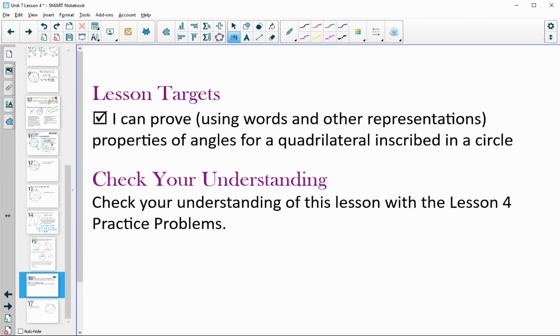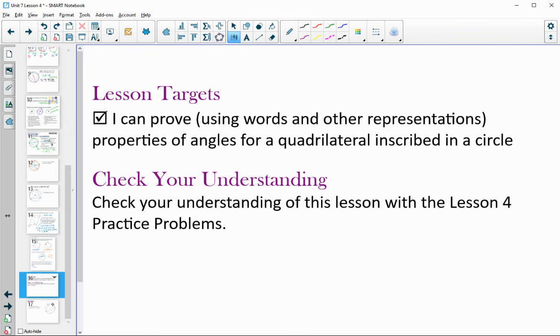Hopefully after watching this lesson and completing this lesson, you can prove using words or other representations properties of angles for a quadrilateral inscribed in a circle, aka a cyclic quadrilateral. You can check your understanding by doing the lesson 4 practice problems. And remember that I also have a video for that if you need some more help.